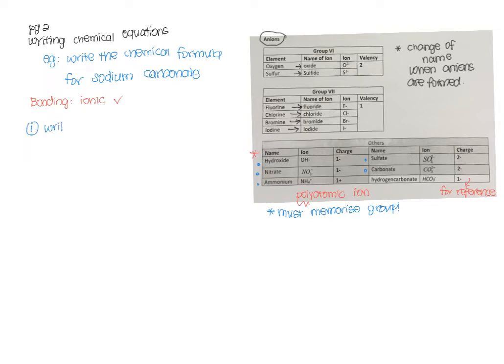Start off with, write the ions first. Sodium, Na plus, carbonate. You won't be able to find it in the periodic table, that's why you have to memorize. And here we have it. CO3, 2 minus. What do I have to do next? Check if the charges are balanced.